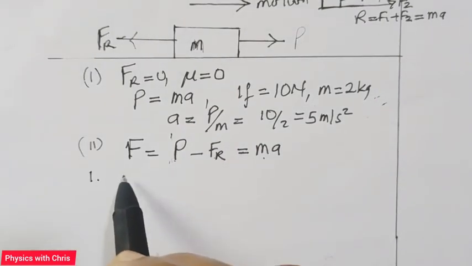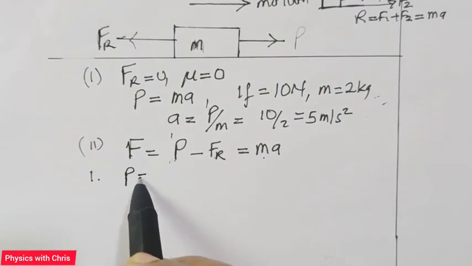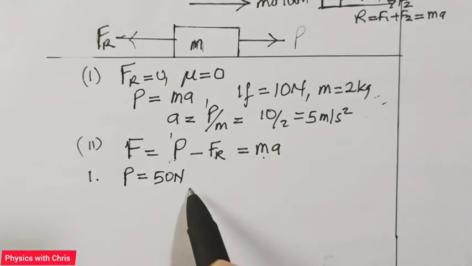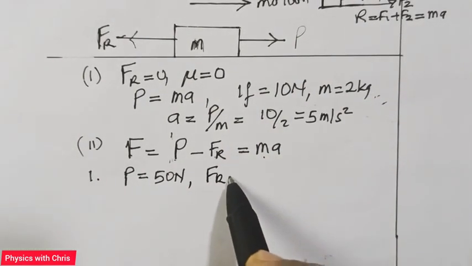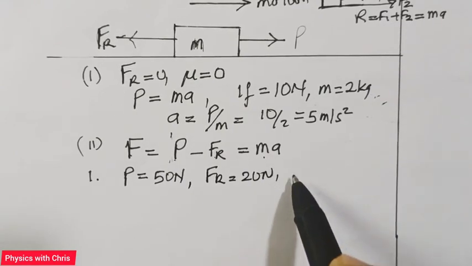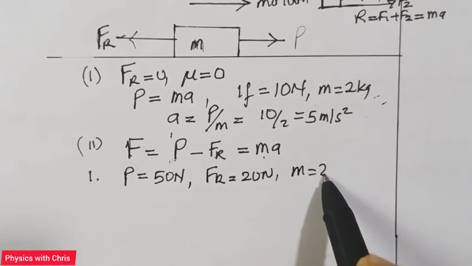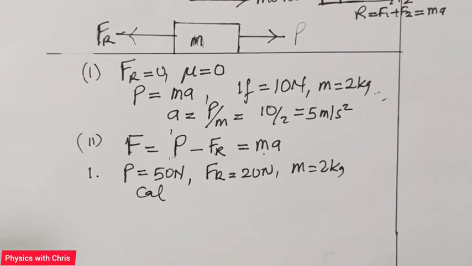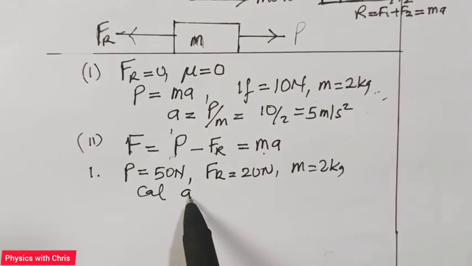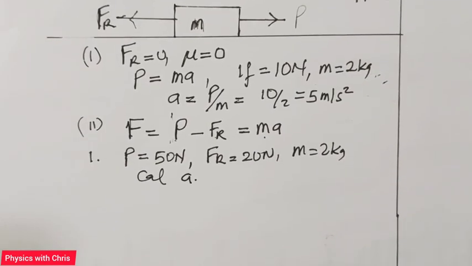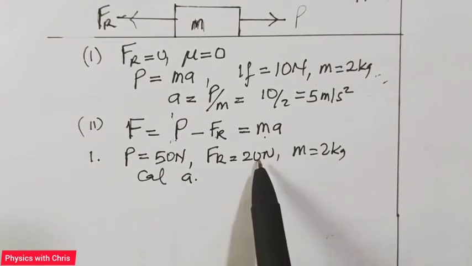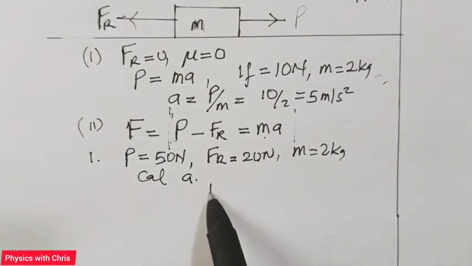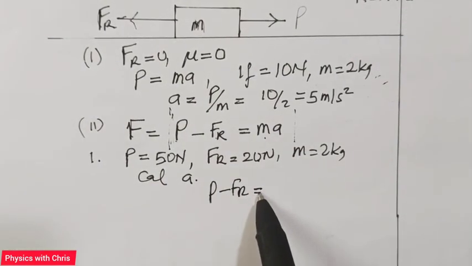Let's say case 1. You are told that a force P of 50 Newton is applied to move the block in this direction, and the frictional force opposing motion is 20 Newton. If the mass of the block is 2 kg, calculate the acceleration produced by the resultant force. Calculate the value of the acceleration a. In this case, you see that we're given force P, force Fr, which is the frictional force, and the mass. We use these two sides of the equation, that is, P minus Fr is equal to ma.